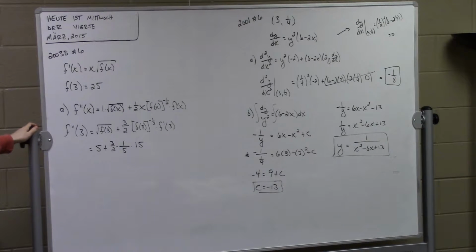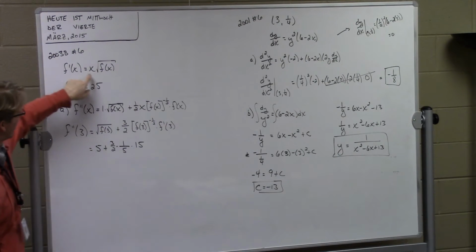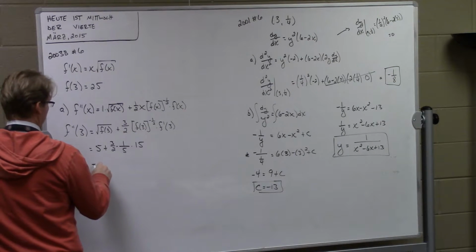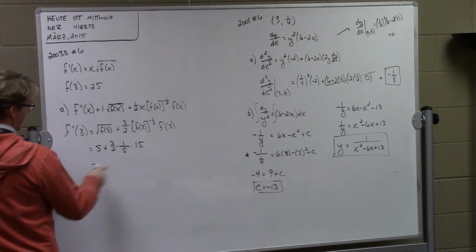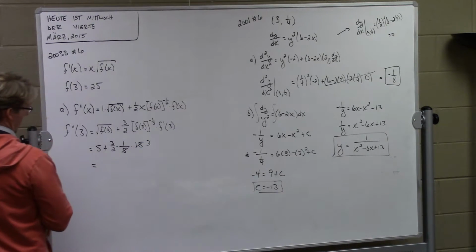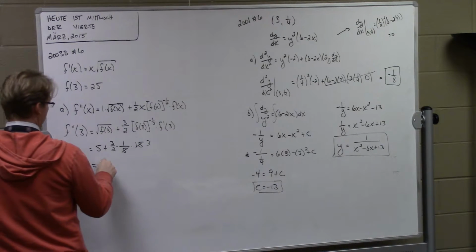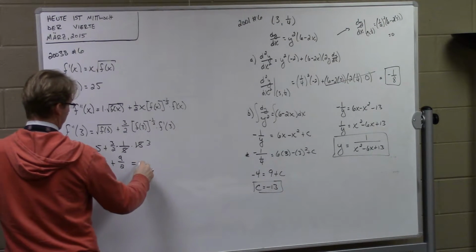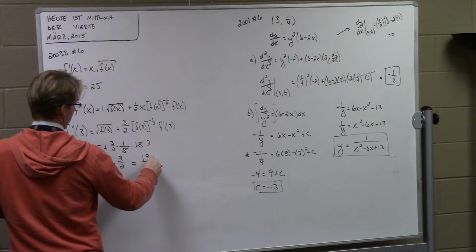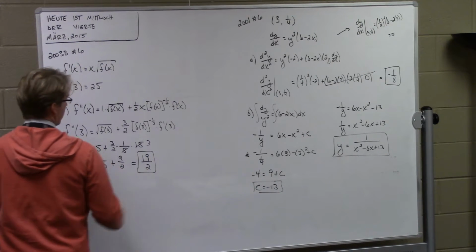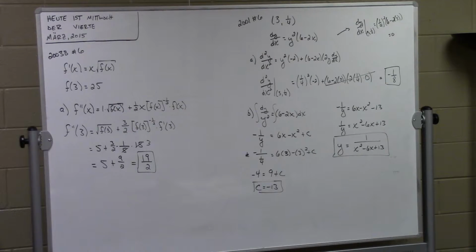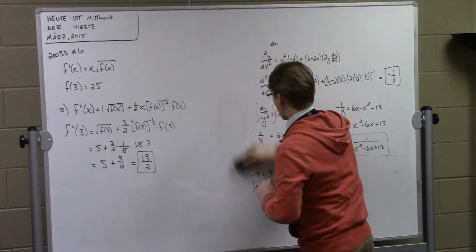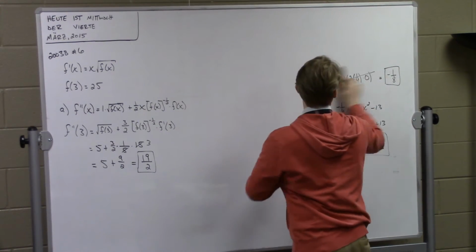Everybody see how we got that? Plug f prime of 3 back in here. 5 plus 9 halves, 10 plus 9 halves, 19 halves. Sounds good. F double prime of 3 is 19 halves. A lot of arithmetic. You did have to do product rule, which a lot of people forget, with a little chain in there.